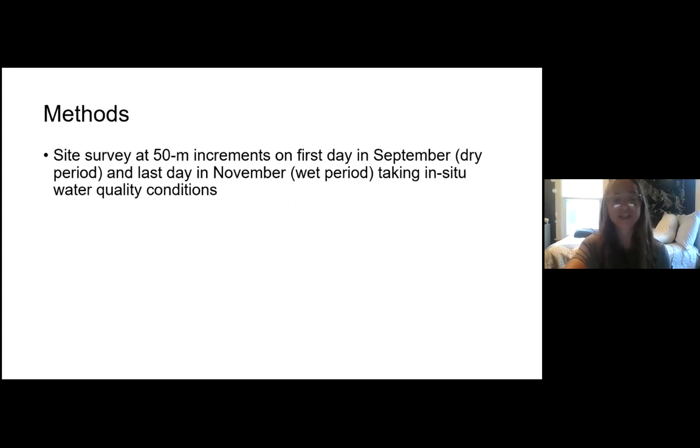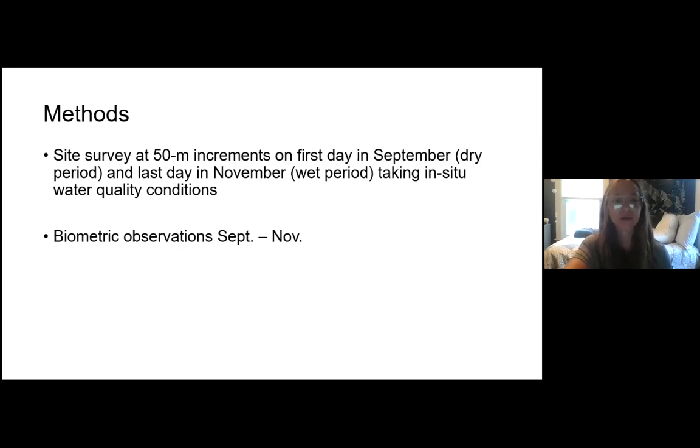So we covered each of the 42 sites with the chemical probe, taking readings of nitrate concentrations, dissolved oxygen, pH, temperature, as well as specific conductivity. And this was done in September to qualify the dry period, or the lower flows with the warmer temperatures, as well as in November. And this qualified the wet period, or the colder period with higher stream flows.